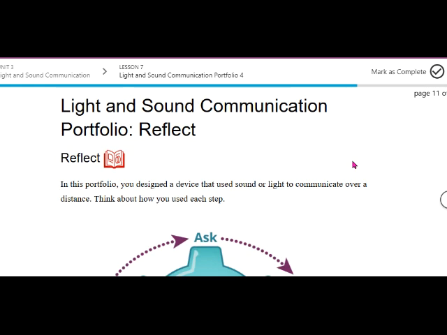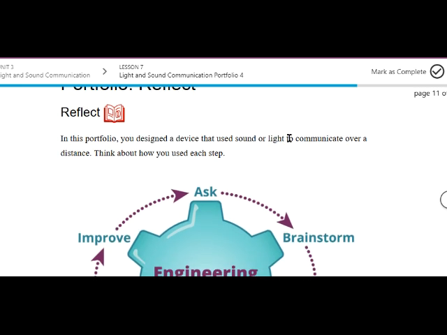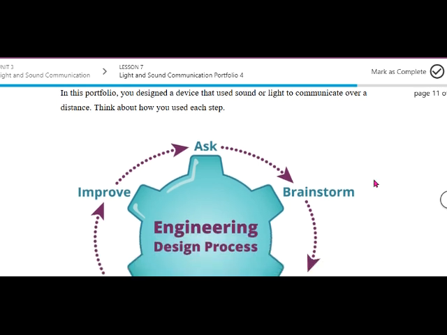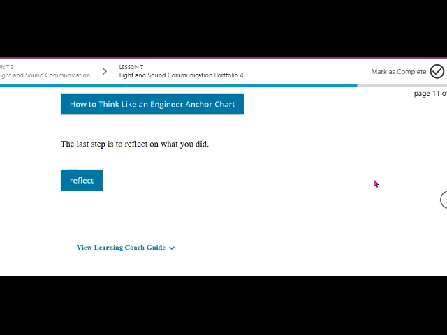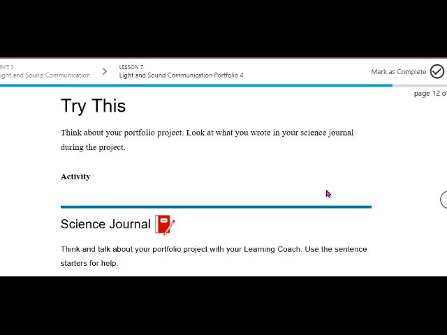All right, so reflect. Every good engineer always wants to think about what they did and think about overall what they learned and what they feel about their experiment. So in this portfolio, you designed a device that used sound or light to communicate over a distance. Now we're going to think about how we used each of these steps. The last step is to then reflect on what you did.